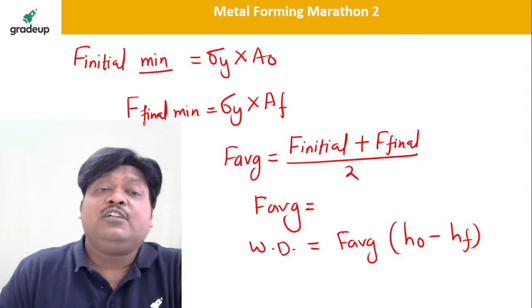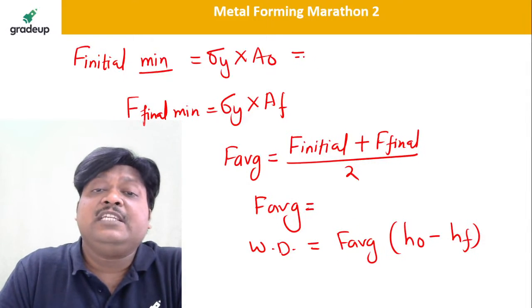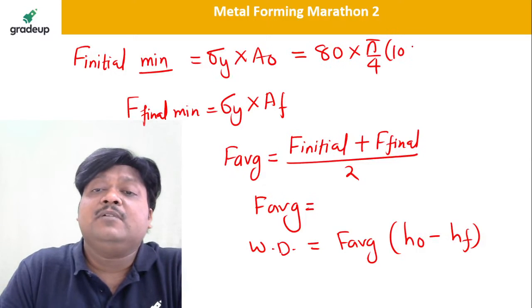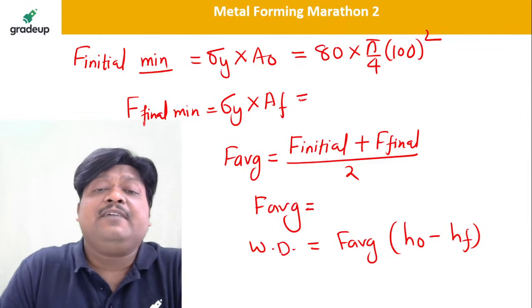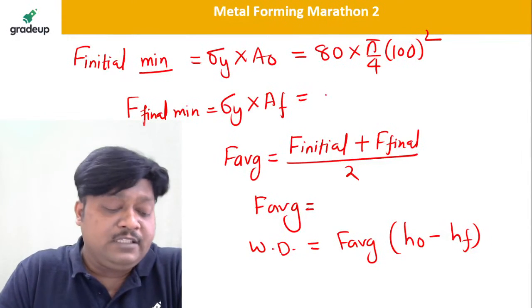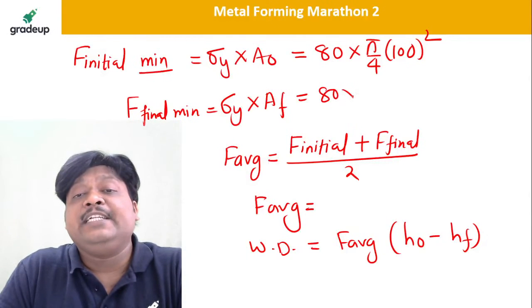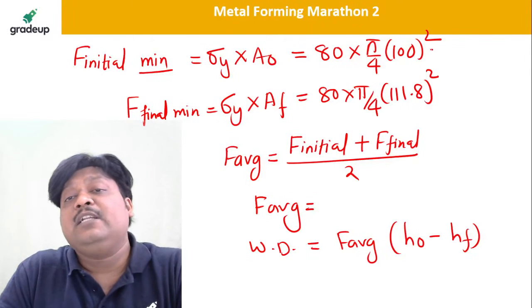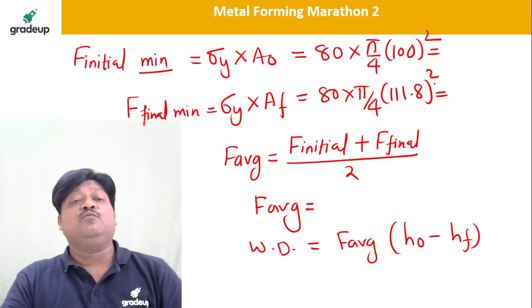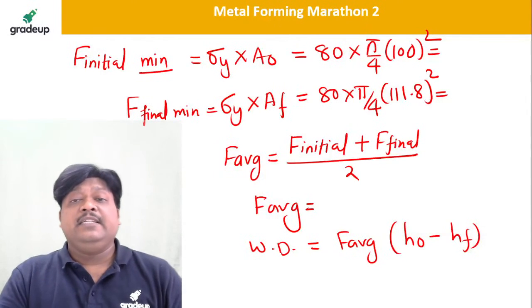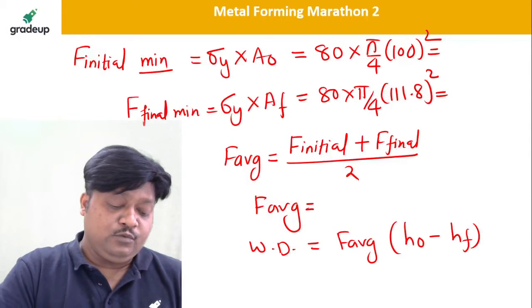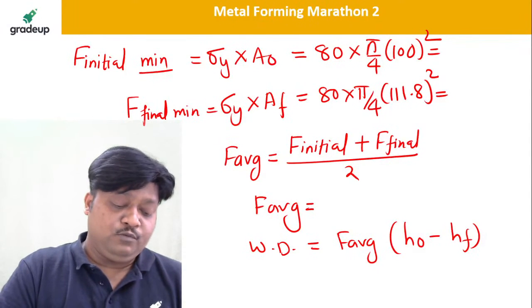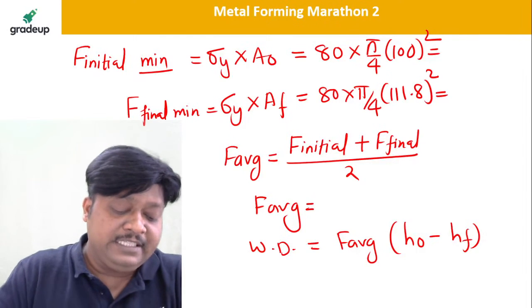So tell me, what is F minimum initial in this case? What is sigma y? 80 megapascal into the original area, pi by 4, the diameter was 100 mm. And then A final is how much? Because the final diameter you got is 111.8. Now tell me the value of initial minimum force and final minimum force. So it is 100 square into 0.25 pi into 80. It is coming as 628.31 kilonewton.